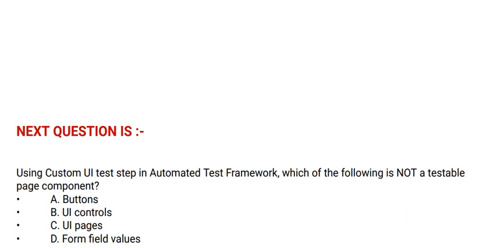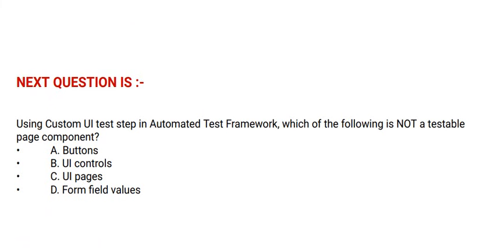Next question is, using custom UI test step in automated test framework, which of the following is not a testable page component? Option A. Buttons. Option B. UI controls. Option C. UI pages. And option D. Form field values. The correct answer is option D.